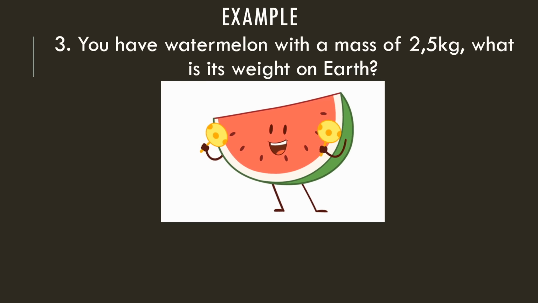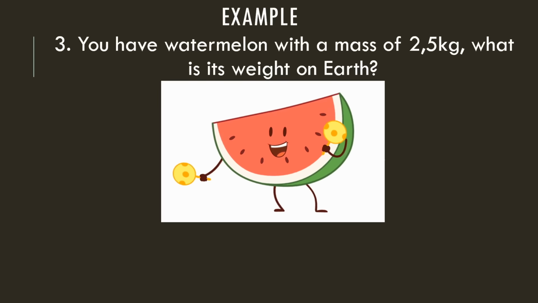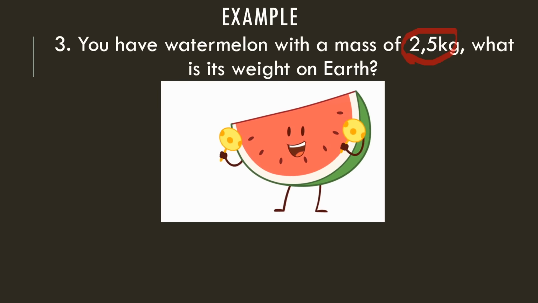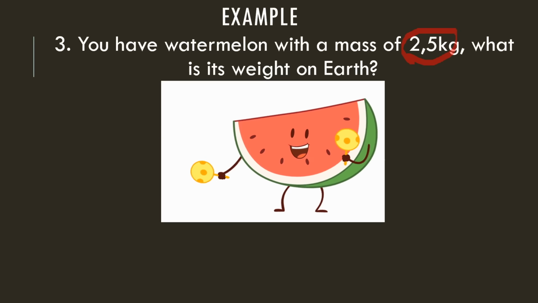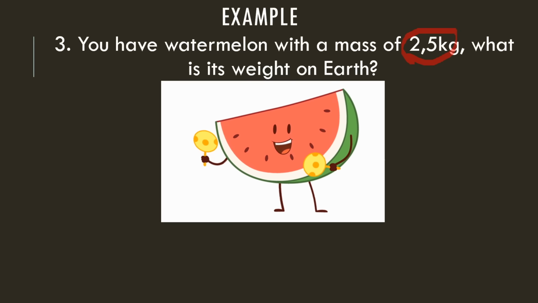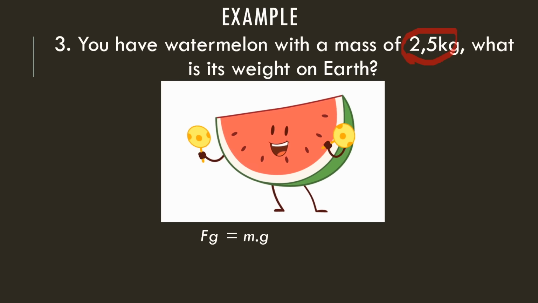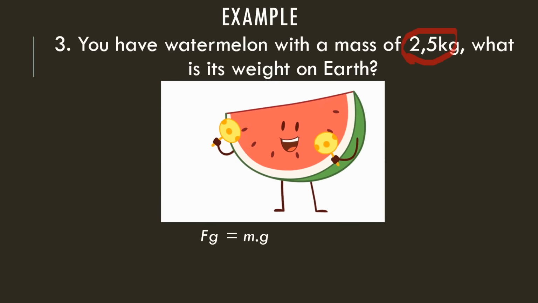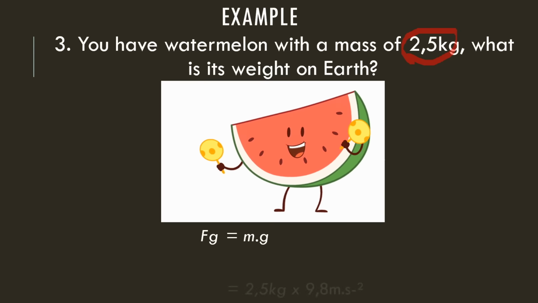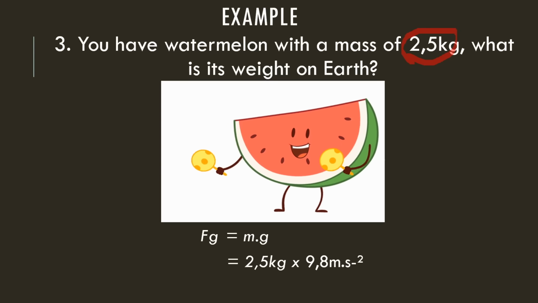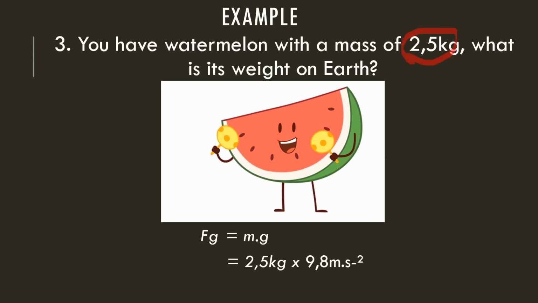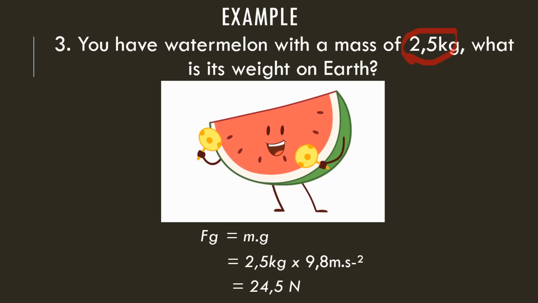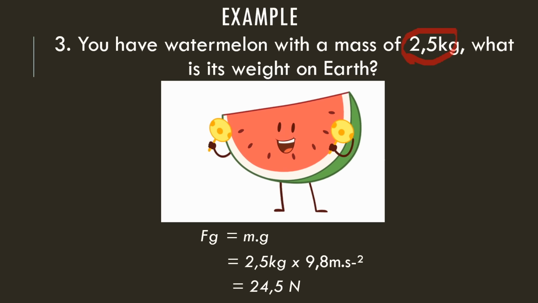Let's have a look at our third example of calculating weight. You have a watermelon with a mass of 2.5 kilograms. What is its weight on Earth? Now again, first step for calculating weight or gravitational force, you write down the formula. The formula here is Fg is equals to m times g. M represents mass, so mass is 2.5 kilograms times g, which is 9.8 meters per second, and our answer is 24.5 newtons.